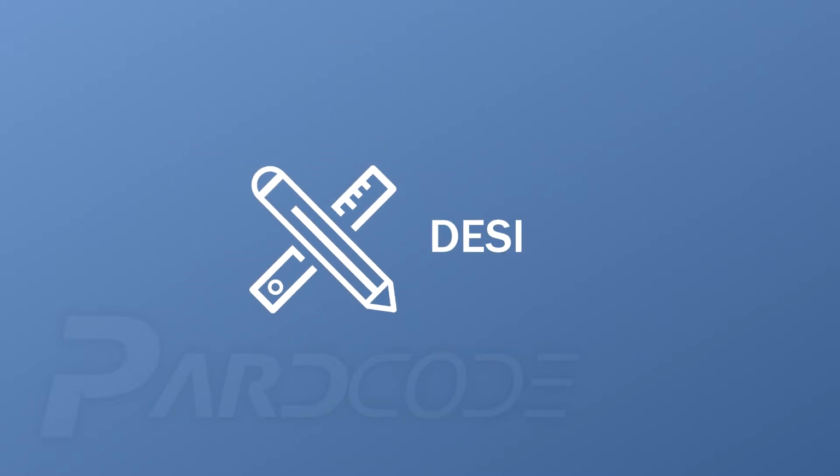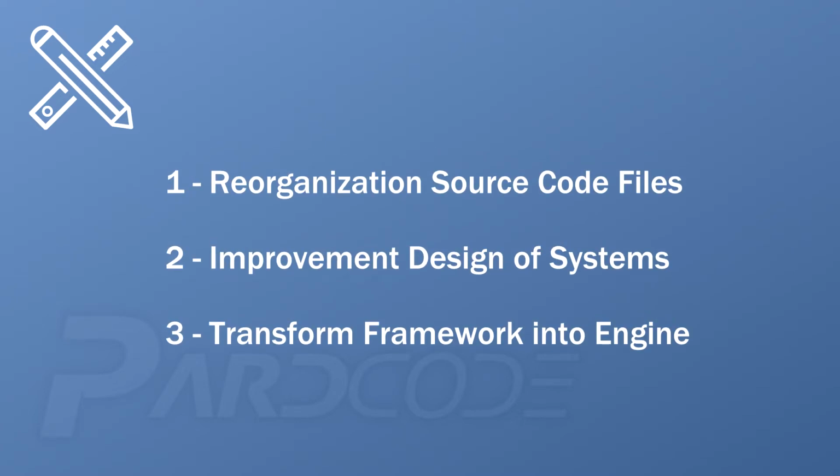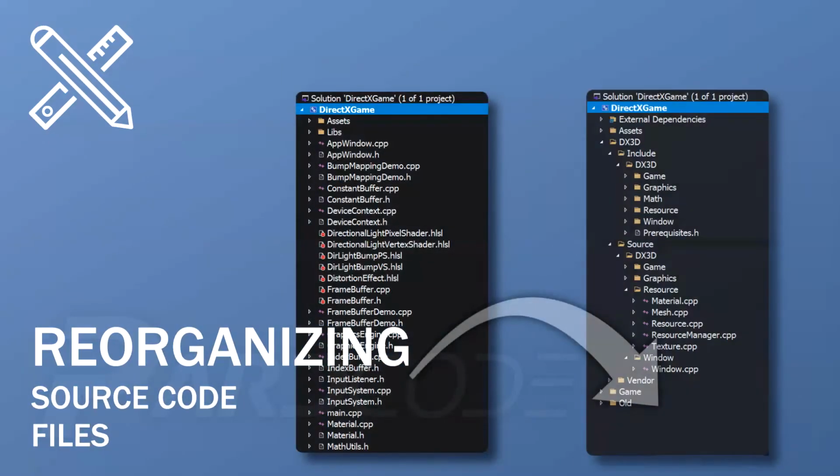Now we can start the design part. Today we will deal with a very long tutorial. For this reason, we will face it in three distinct parts. In the first part, we will face the reorganization of the source code files. In the second part, instead, we will see how to improve the design of the systems created so far. And last but not least, in the third part, we will start to transform our current game framework in a game engine. Let's immediately start with the first part, the reorganization of the source code files.